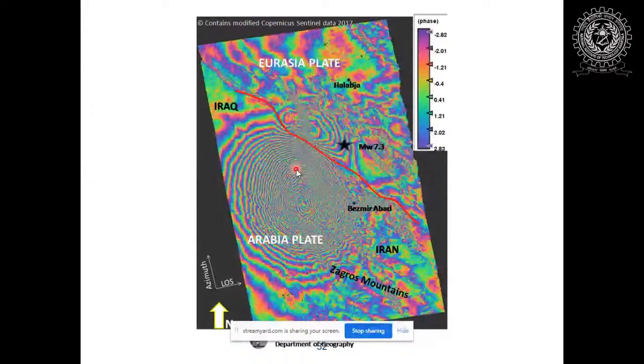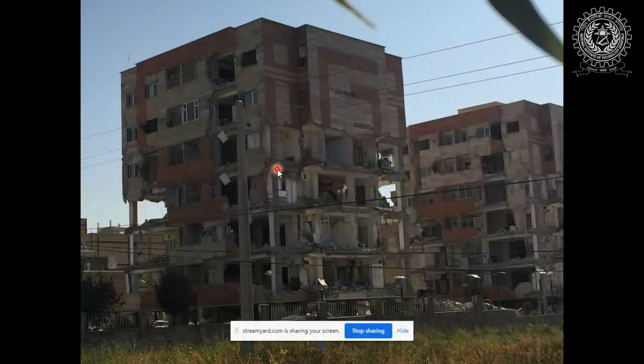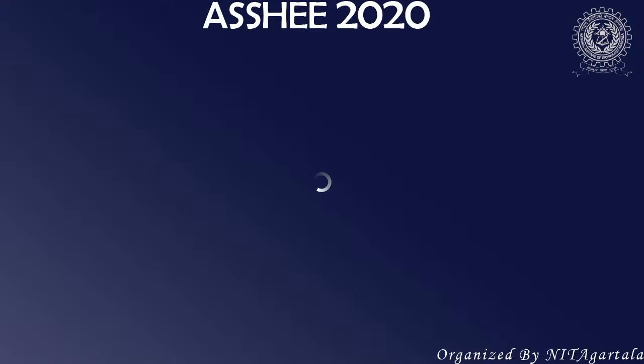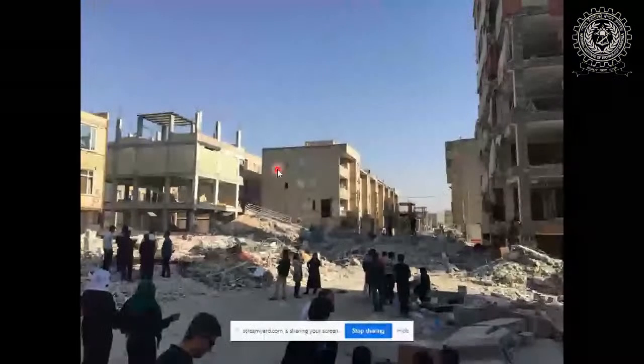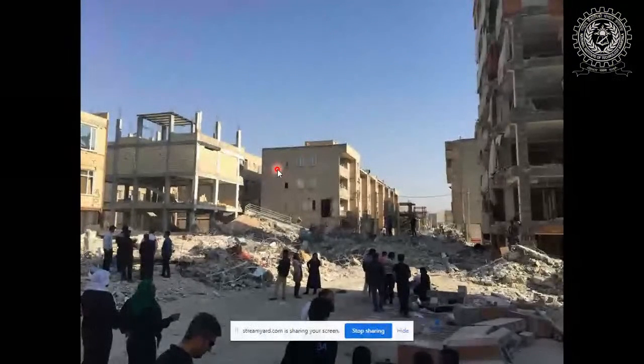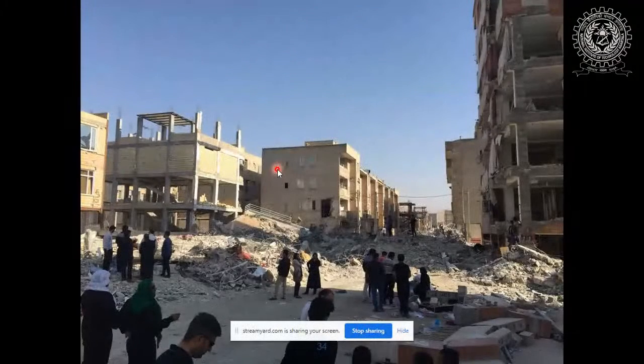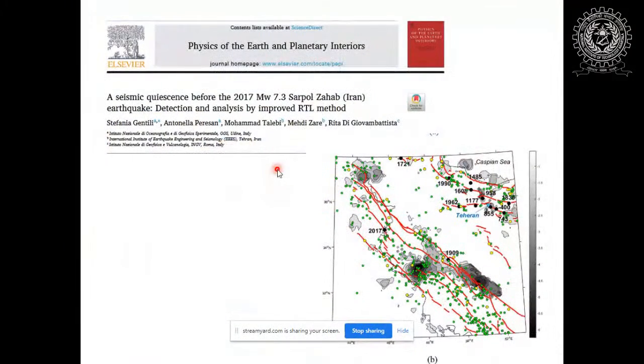And these are some images of damage, I mean local damage in Sarpol-e Zahab, and you see that it was exactly 640 people died in that earthquake.